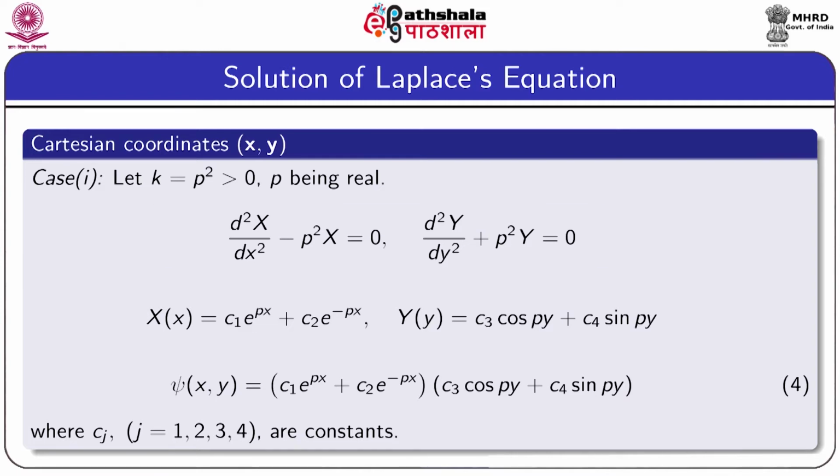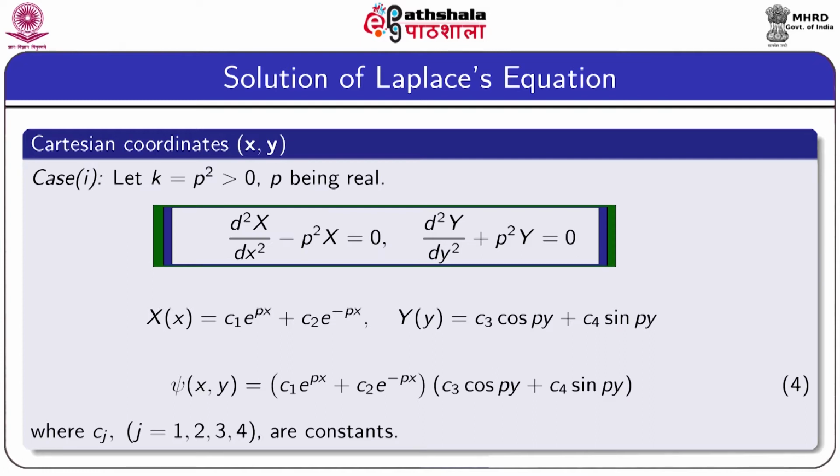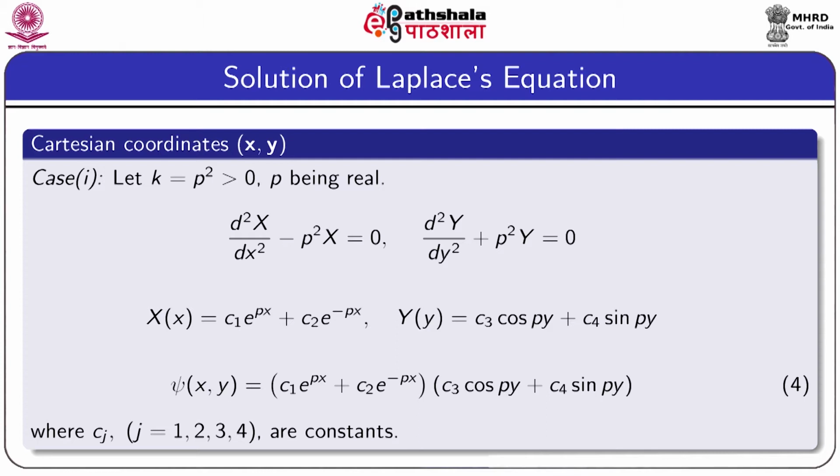So, the corresponding equation becomes d²X/dx² − p²X = 0, and its solution is X = c1 e^(px) + c2 e^(−px), and the solution of d²Y/dy² + p²Y = 0 is Y = c3 cos py + c4 sin py. So, the solution of the original equation, that means solution of equation 1, is ψ = X·Y = (c1 e^(px) + c2 e^(−px))(c3 cos py + c4 sin py), where all cj's are constants for j = 1, 2, 3, 4.